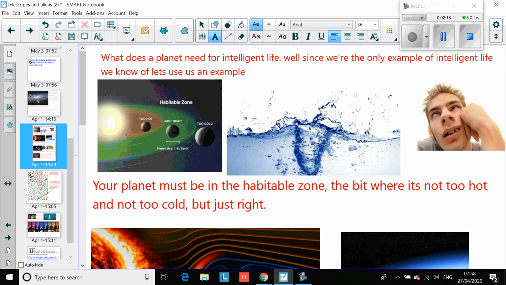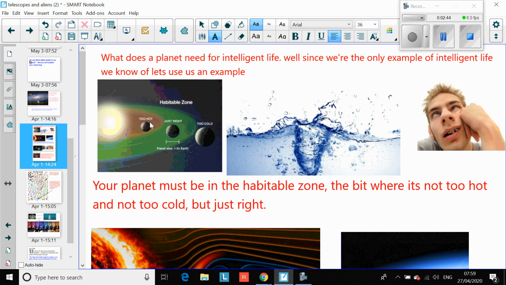What does a planet need for intelligent life? Well, since we're the only example of intelligent life we know of, let's use us as an example. So, firstly, a planet must be in what's known as the habitable zone. Sometimes it's referred to as the Goldilocks zone because it's not too hot, it's not too cold, it's just right, just like Goldilocks and the Three Bears. And you can see Earth is just in this habitable zone.